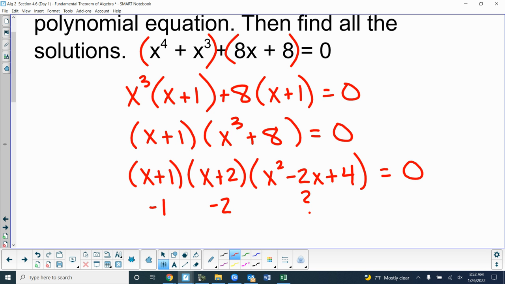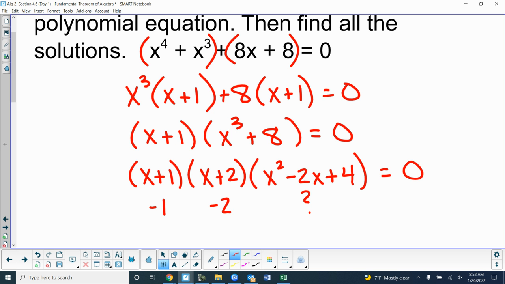I did this by factoring. There was no GCF, it's got 4 terms, so I did grouping. I took out a GCF here of x cubed, and that left x plus 1. The GCF was 8, which left me an x plus 1. So I got an x plus 1 and x cubed plus 8. That's one of those sum of cubes we learned about last week. The cube root of x cubed was x, the cube root of 8 was 2. That's how I got those.